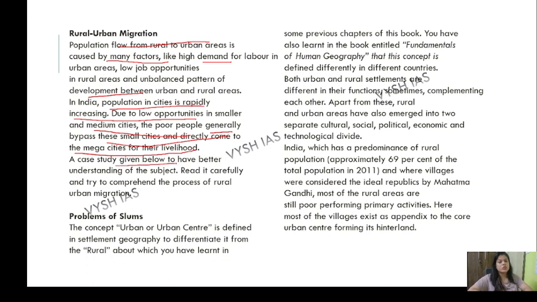A case study is given below, read it carefully. Like one of the case studies has been given, like a lady got married and then she moved to another city and then she was looking for employment. So go and watch that case study, read that. Okay, problem of slums. Many of you have watched Slumdog Millionaire, a clear picture of the problem of slums in India. Okay, so the problem of slums, the concept of urban or urban center is defined in settlement geography, differentiated from rural, about which you have learned in the same previous book which we are going to study.